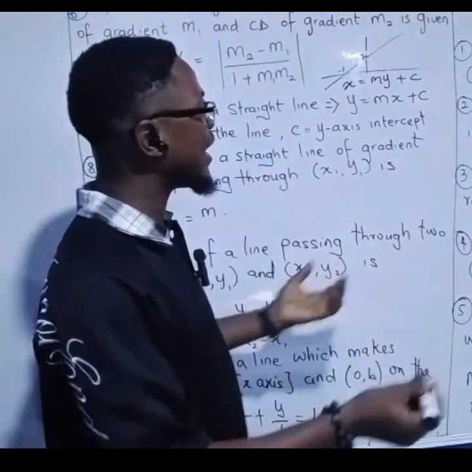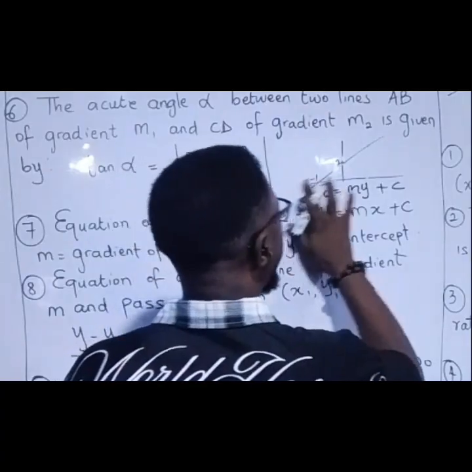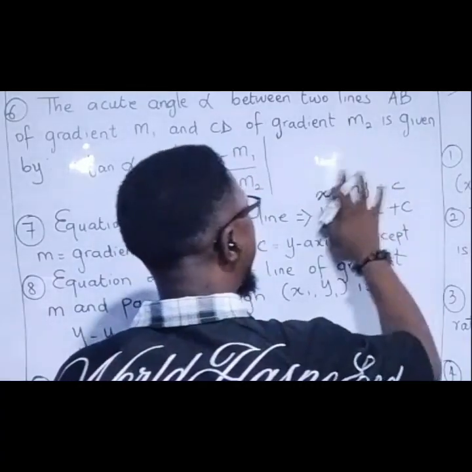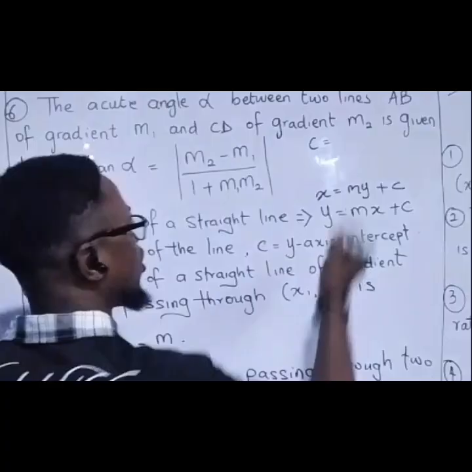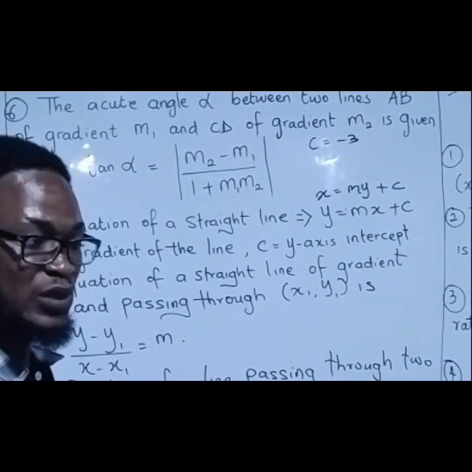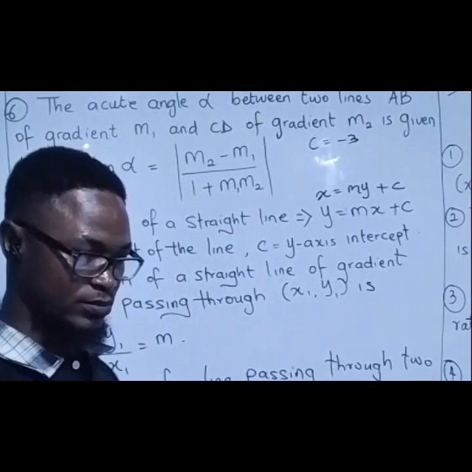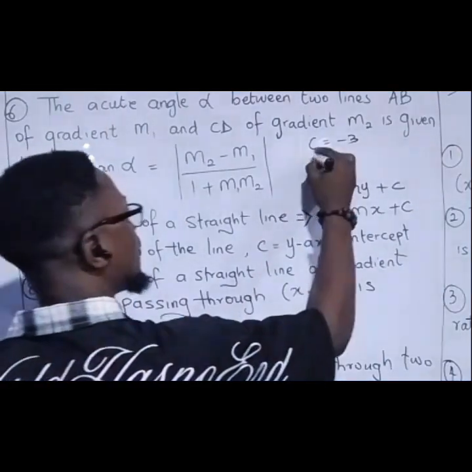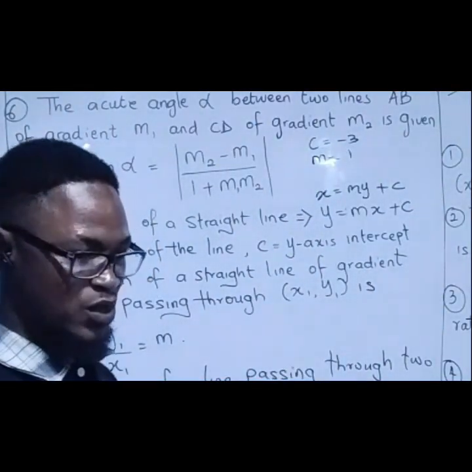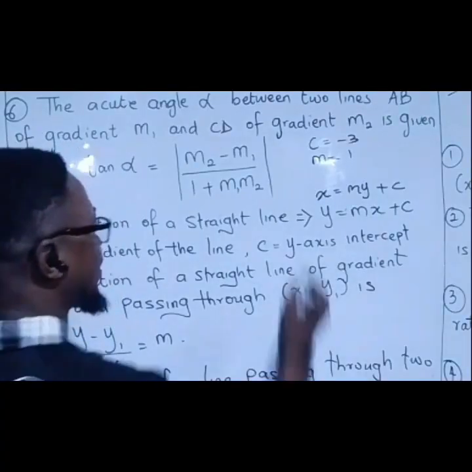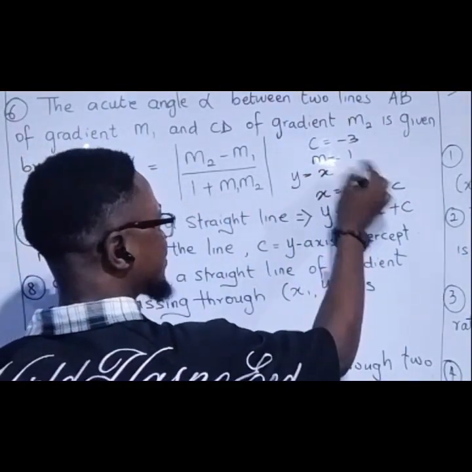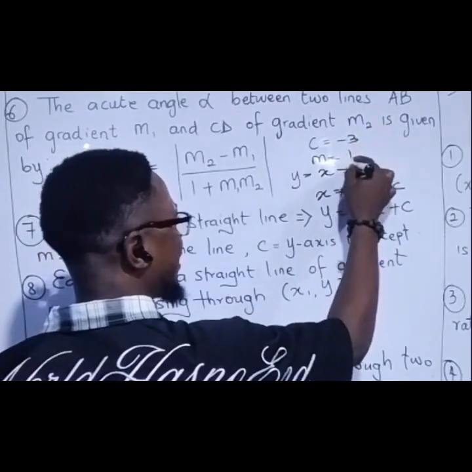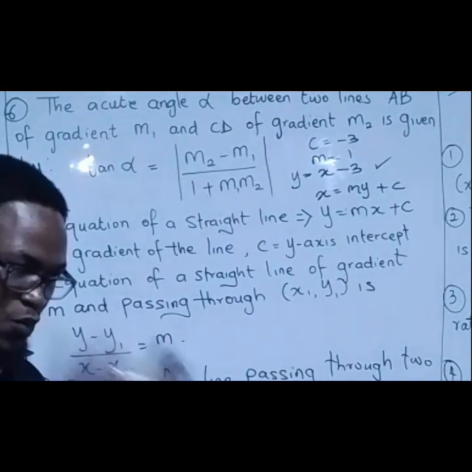For instance, if I give you a line and I tell you that the line has a y-axis intercept of -3, it touches the y-axis at -3, that's down, and it has a slope of 1. Right? What is the equation of that line? You just tell me y equals, use this one, 1 times x plus -3. This is your equation of the line. y equals x minus 3.